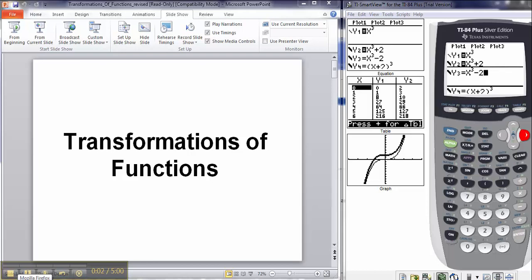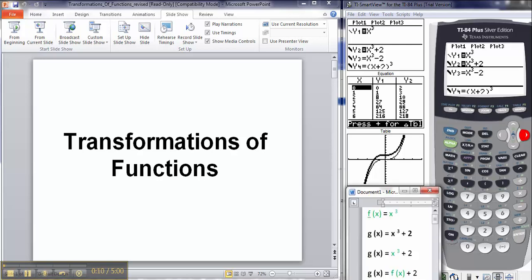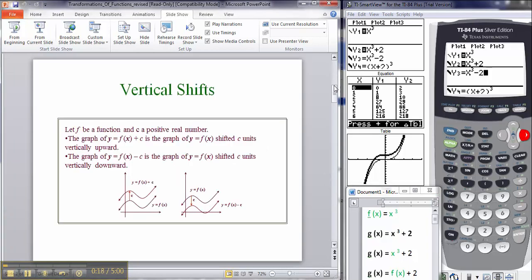Let's take a look at this PowerPoint presentation with also a couple of equations, and I also have a Word document over here. So, transformations of functions, just a few things that we did see in class. If we wanted to see vertical shifts, let f be a function and c a positive real number. Then y is f of x plus c will be the same as the graph of y is f of x shifted c units upward.